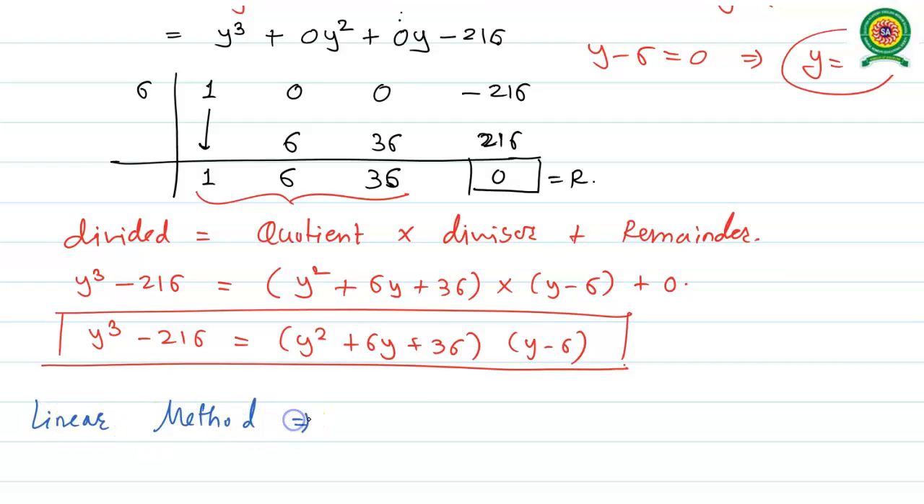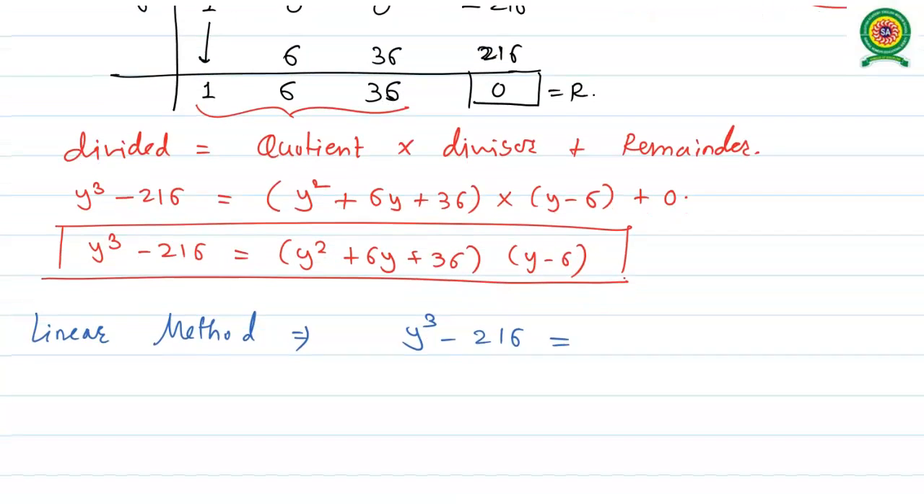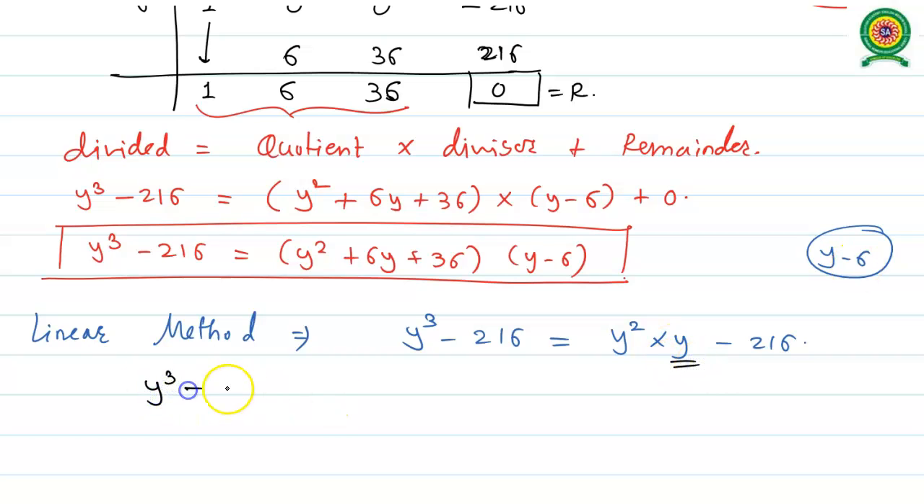So as per the linear method, now we have the dividend in the form y cube minus 216. Now we can write y cube as y square into y minus 216 as it is. We have the divisor y minus 6. So let's replace one y by y minus 6 so that we get the dividend, that means y cube minus 216 equals y square into y minus 6.